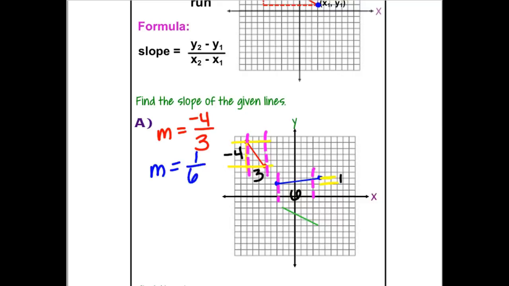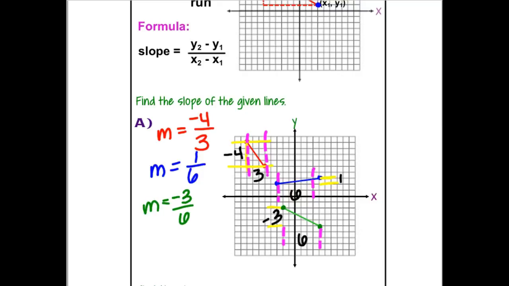Finally, we've got this green one. Go from here to here. My vertical change goes from here to here, which is going to be down 3. And then my horizontal change goes from here to here, which is going to be 1, 2, 3, 4, 5, 6. So then we have that the slope of the green line is going to be -3 over 6.